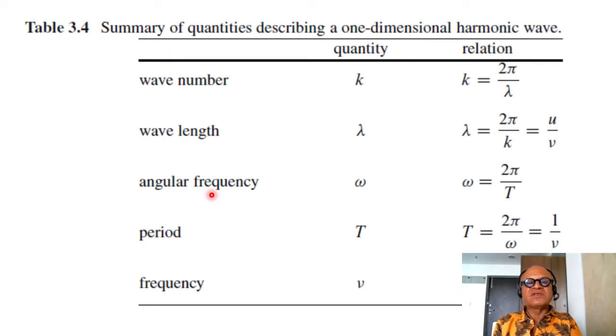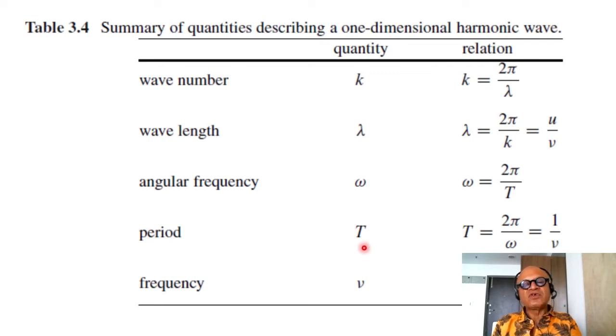We can look at the summary of these quantities describing a one-dimensional harmonic wave with wave number k, which is just k equals 2 pi over lambda, where lambda is the wavelength, and that is 2 pi over k, where k is the wave number, and that's u, the flow velocity, divided by nu, the frequency. So that's the frequency 1 over T, where T is the period. Angular frequency is omega, so it is 2 pi over T. 2 pi is the circle divided by T, how many circles you make in a period, and period itself is 2 pi over omega, so we are in a tautology here, which is related to the frequency.